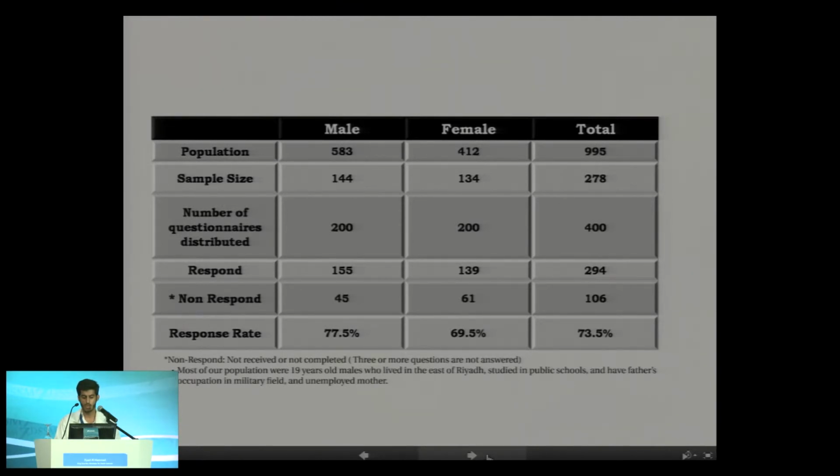The number of questionnaires was 200 for each, and we distributed more questionnaires than the sample size, just to make sure that we cover our sample size. And we had responded and non-responded, and we defined the non-responded as the questionnaires which were not received or that have three or more questions which were not answered. And these are the response rates, 77% and 69.5%.